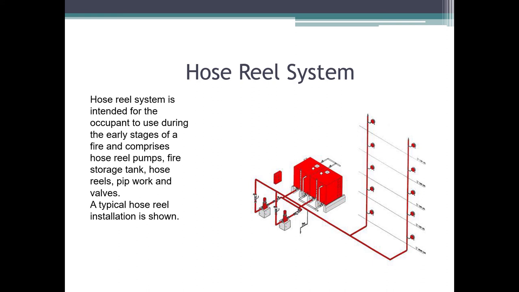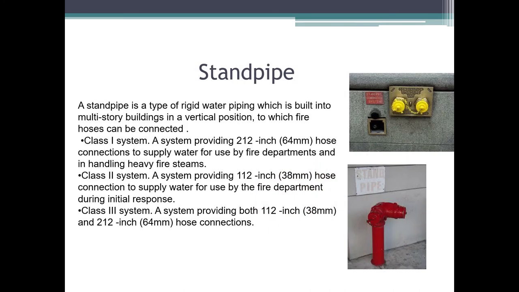So in this figure a basic installation of a hose reel system is shown. What happens here is, we have a motor, and we have a stand pipe. It comes in different classes. What we can do is attach a pipe over here, and we can help extinguish the fire which is in its initial stages.